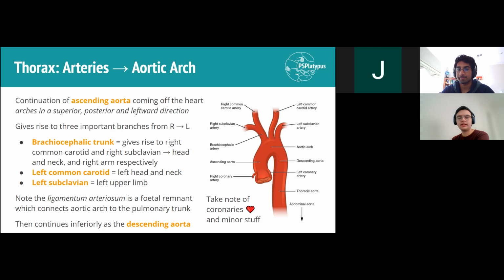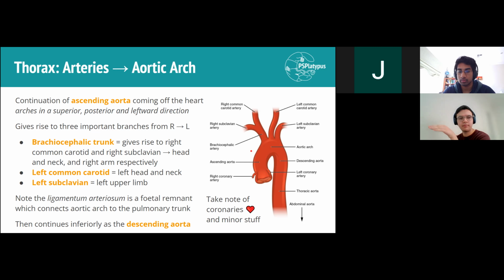Now, just remember that, and again, this is to do with embryology, so you can have a look at those slides. This ascending aorta and aortic arch, they have a very unique diving pattern. So the way it goes is first it goes up, so superior, and then it goes a little bit back.